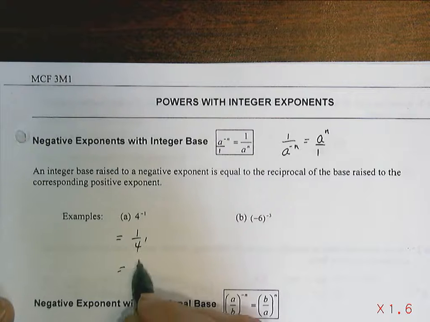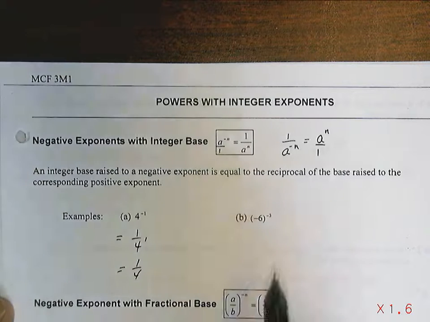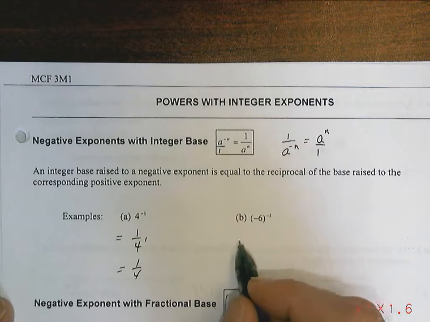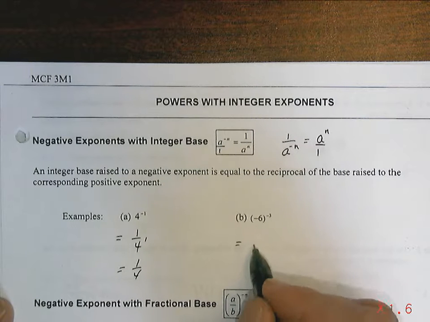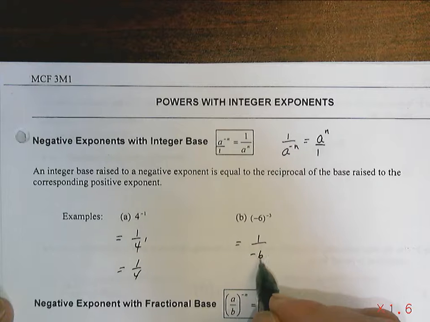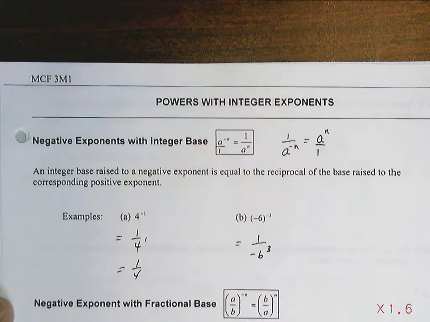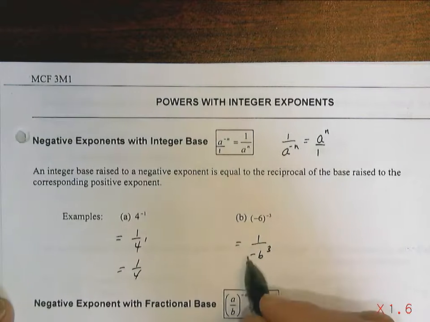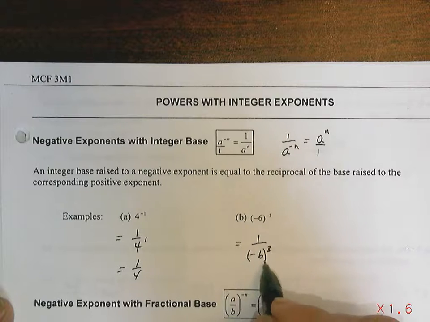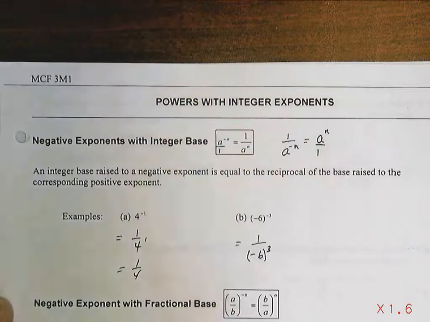And we wouldn't even write that. We'd write it as 1 over 4. So negative 6 to the negative 3 is going to be equal to the reciprocal of negative 6, which is 1 over negative 6 to the positive exponent. And that's what that would be in that case. Notice the negative 6 stayed negative. It's just the exponent 3 that changed.